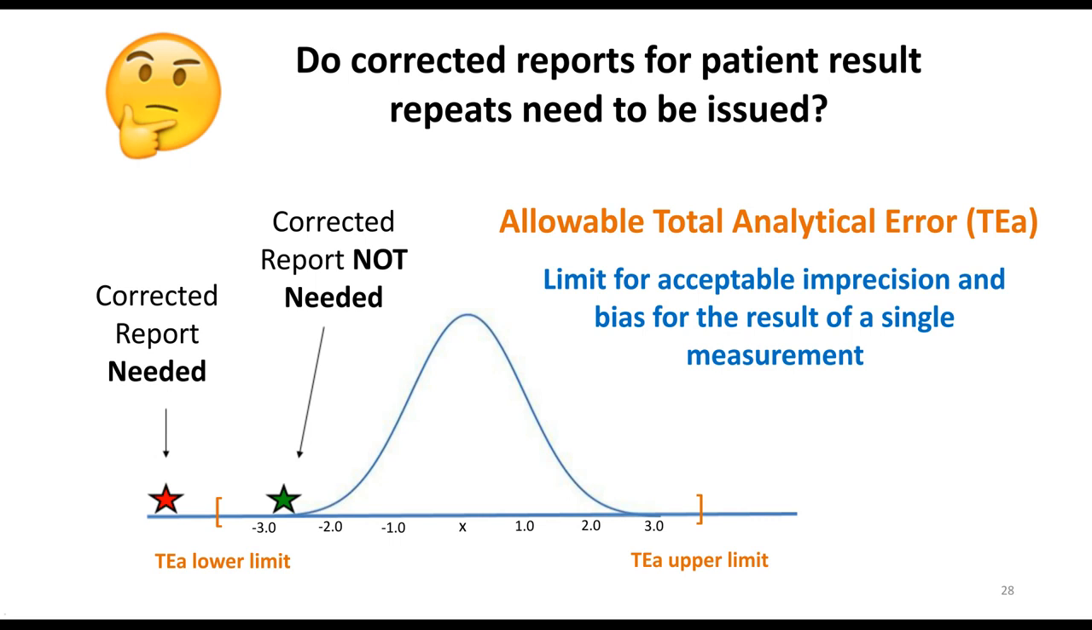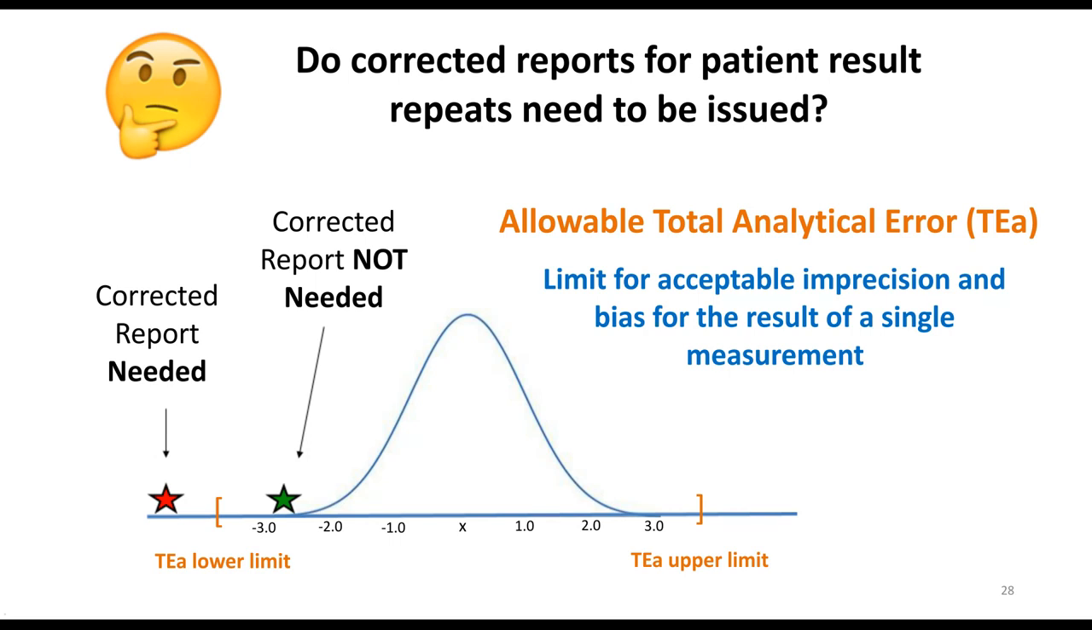To help evaluate the impact of an out-of-control event on patient care, the allowable total analytical error should be established. The allowable total analytical error is defined as the overall limit for acceptable imprecision and bias for the result of a single measurement, and it's used to establish the maximum error that can be tolerated without adversely impacting medical decision-making.